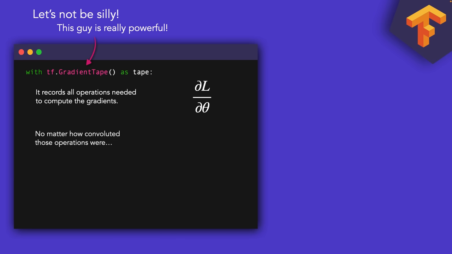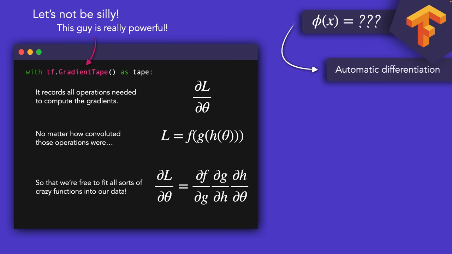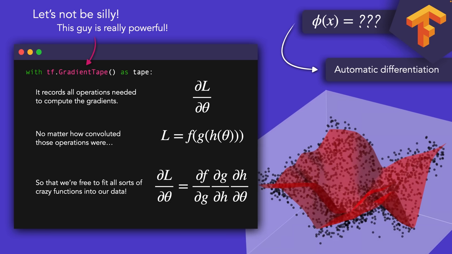And no matter how convoluted those operations are, gradient tape keeps track of everything, so you can use very deep and highly nonlinear neural networks to fit your data. And with this, we've replaced the good old undergraduate basis functions with the power of automatic differentiation. And sure enough, we're able to fit all sorts of crazy functions into our complex data.